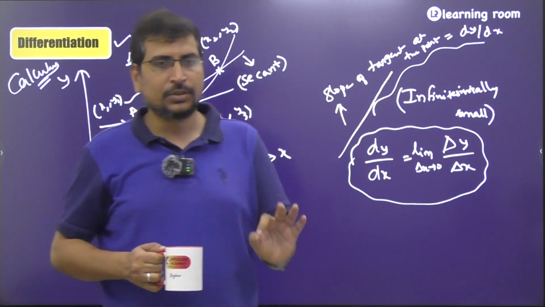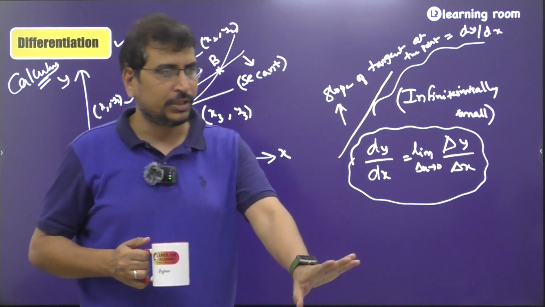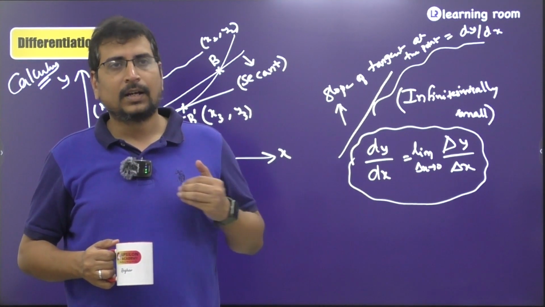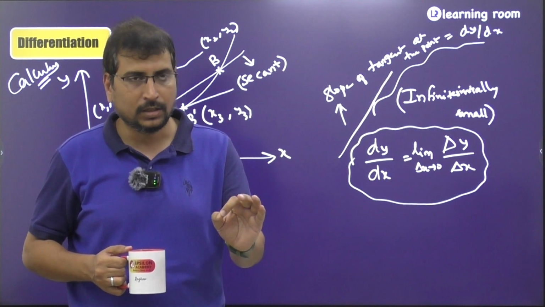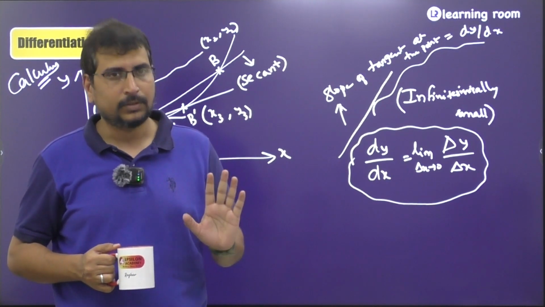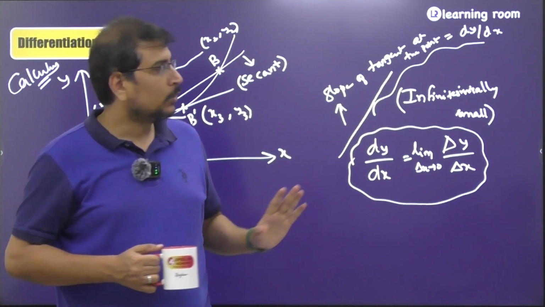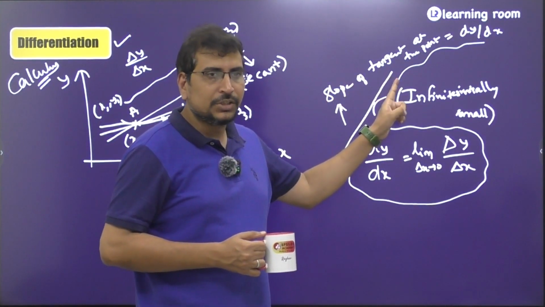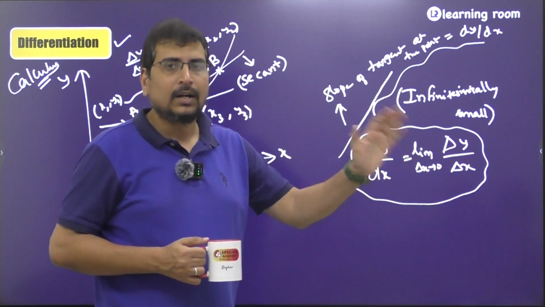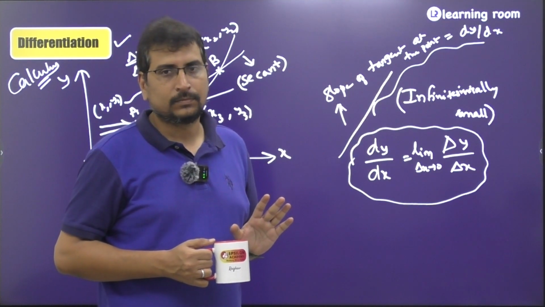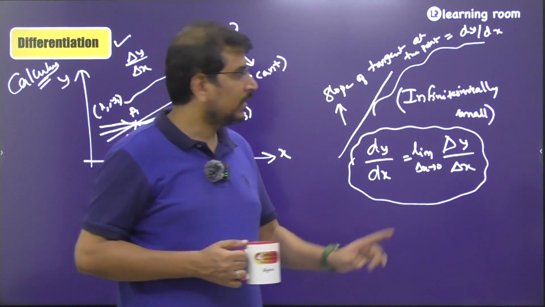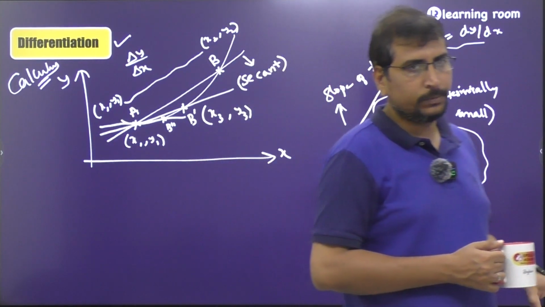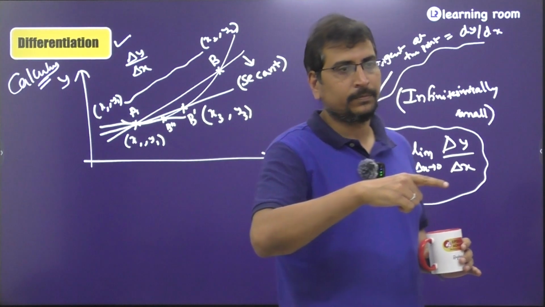If somebody puts a question to you, tell me why do you differentiate? What will you say? I'm differentiating to find the slope of the tangent to a curve at a particular point. That's it. To find the slope of the tangent to a curve at a particular point. That is what you're doing. If I directly told you what is slope, you would not have understood. That is why I had to come from the basics.